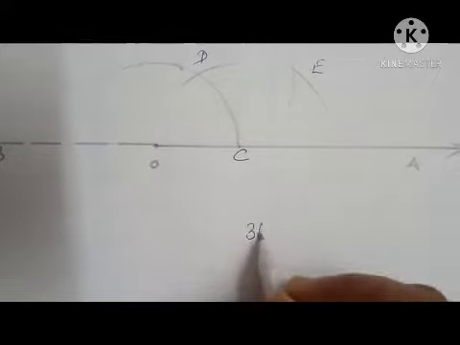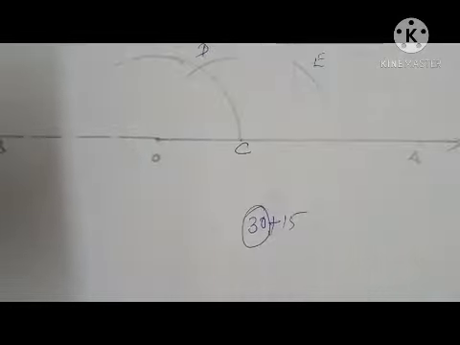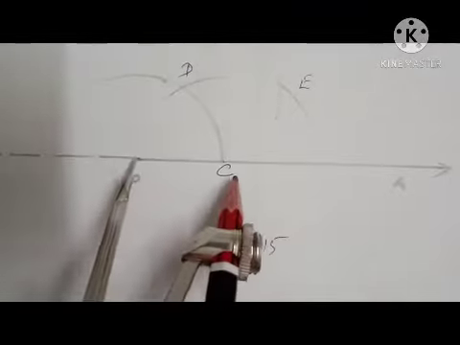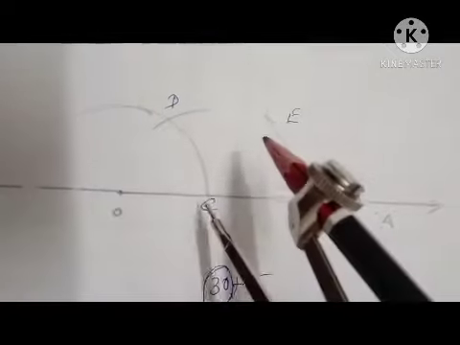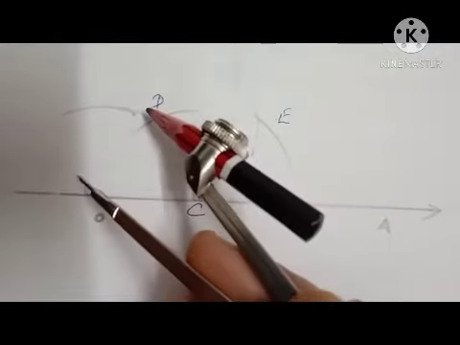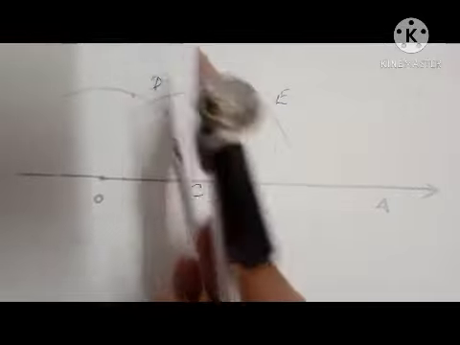45 degree means 30 plus 15, right? So first I have to get 30 degree. For that I have to draw 60 degree first. By taking any measure you can draw the arc from the initial point. With the same measure from C we have to draw the arc to the arc. Then I will get the point D. Then to get 30 degree I have to draw the angle bisector of this.